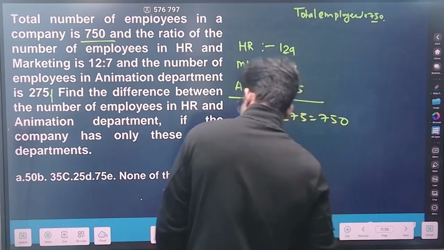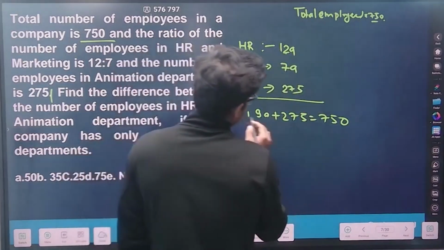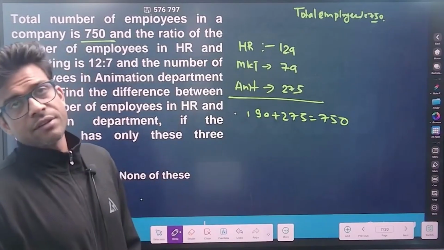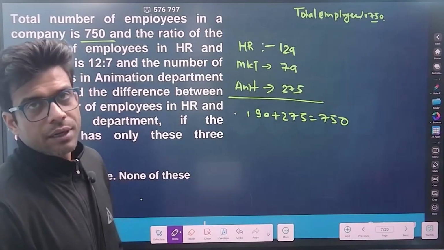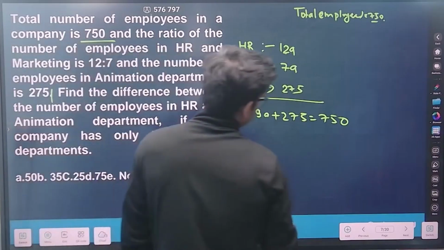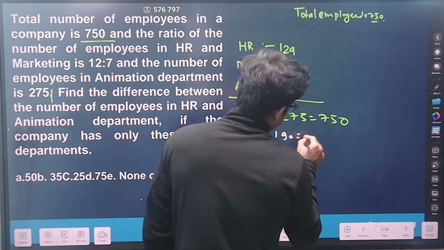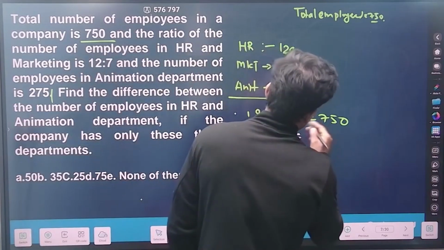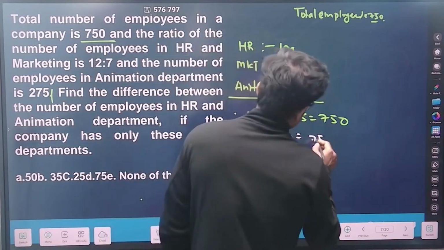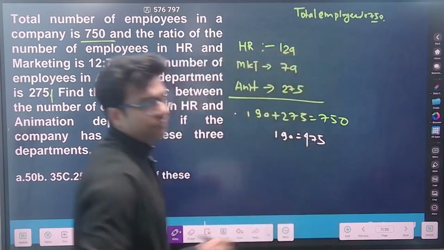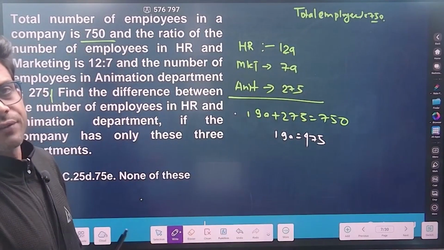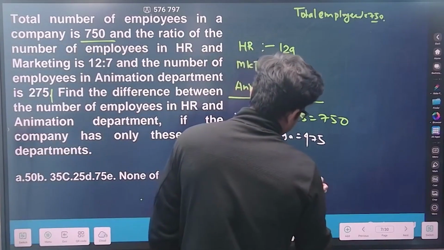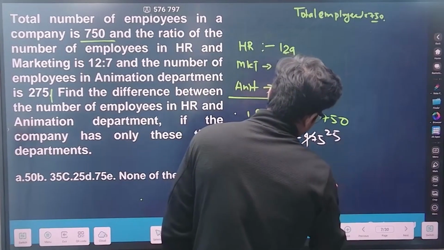This is clear, na? 19A plus 275 is equal to 750, because the total number of employees is 750. So 19A is equal to 475. Now the value of A would be 25.